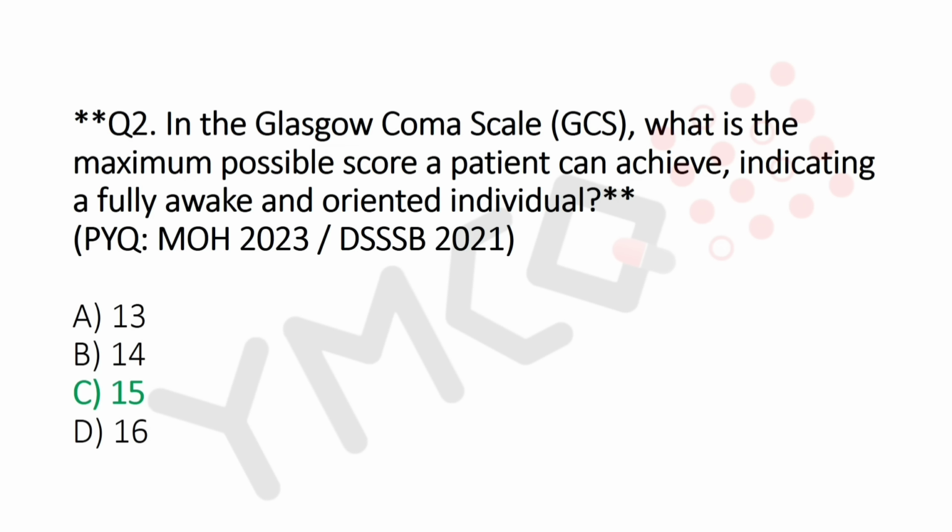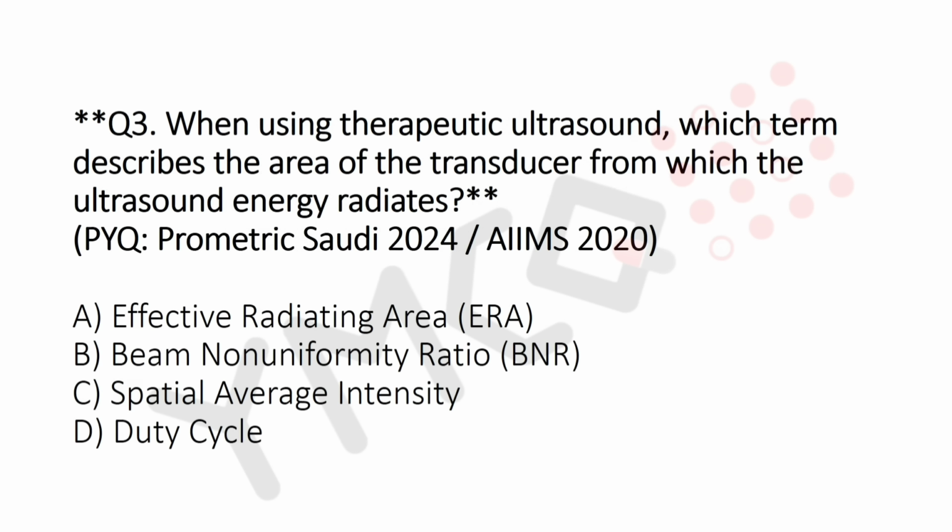Okay, let's move to question number 3. When using therapeutic ultrasound, which term describes the area of the transducer from which the ultrasound energy radiates? Option A, effective radiating area, ERA. Option B, beam non-uniformity ratio, BNR. Option C, spatial average intensity. Option D, duty cycle. And the answer is option A, effective radiating area, ERA.